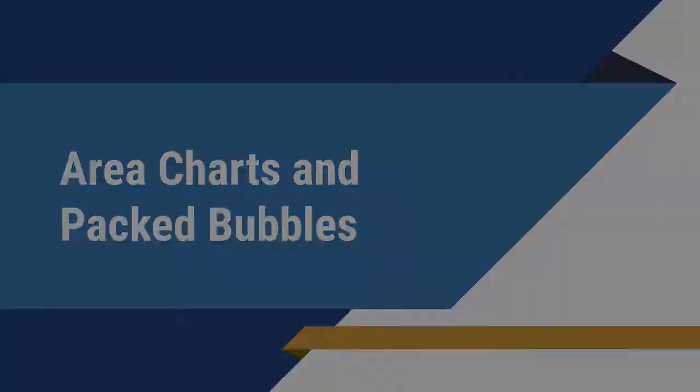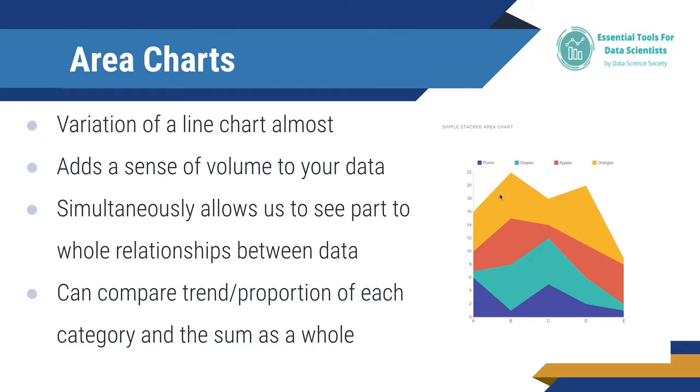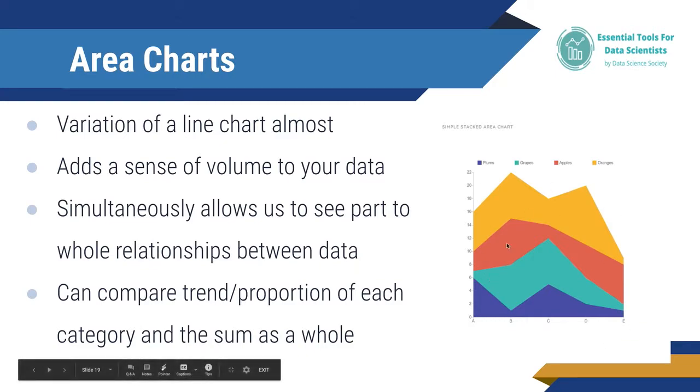So firstly, what are area charts? Area charts are these visualizations right over here. They're almost variations of line charts in more ways than one, because at the end of the day you do have lines that show you some variation of a numerical quantity over a certain time period. The big difference is that area charts add a sense of volume to your data because you have the area underneath shaded in, and they also simultaneously allow you to see part to whole relationships because both the aggregate of all the data and individual categories can be shown in an area chart.